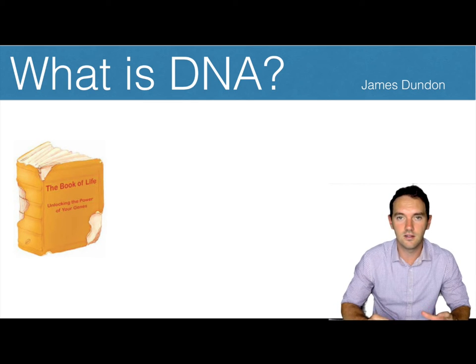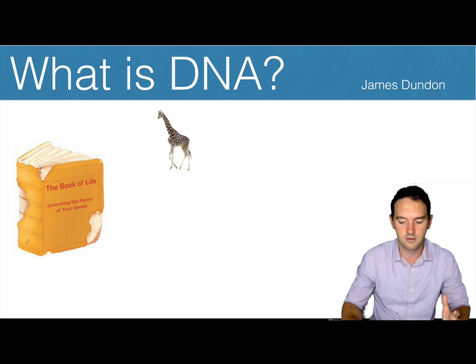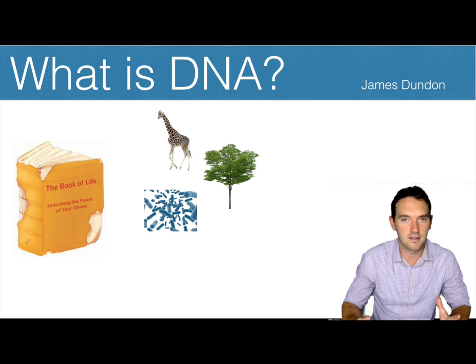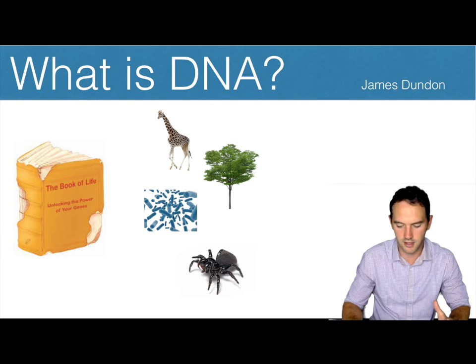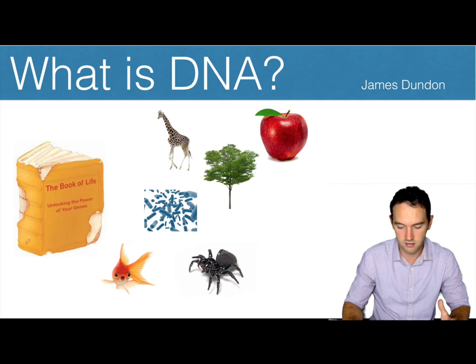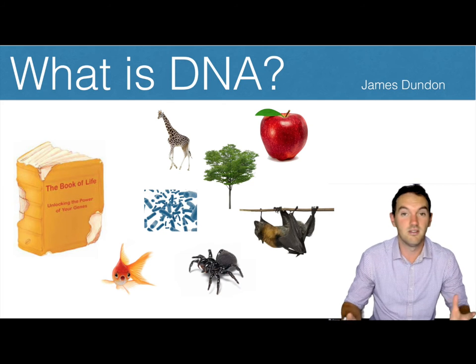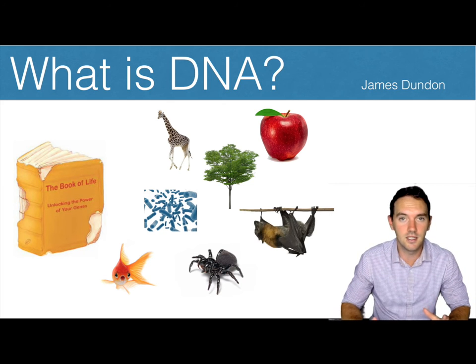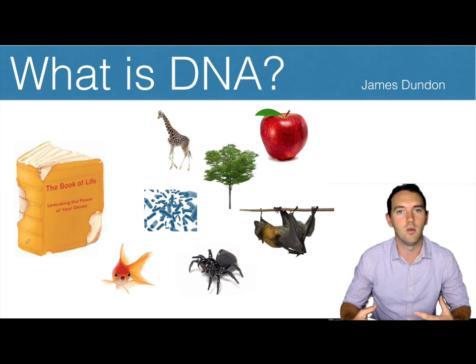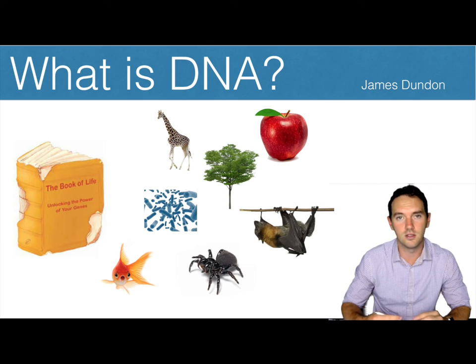It contains, within this molecule, the instructions to build a giraffe, a tree, bacteria, a spider, fish, apples, or even a bat. Everything living is controlled. Its growth, its function, the way it works, and some of its behaviors is all determined by this one molecule, DNA. So how does it work?